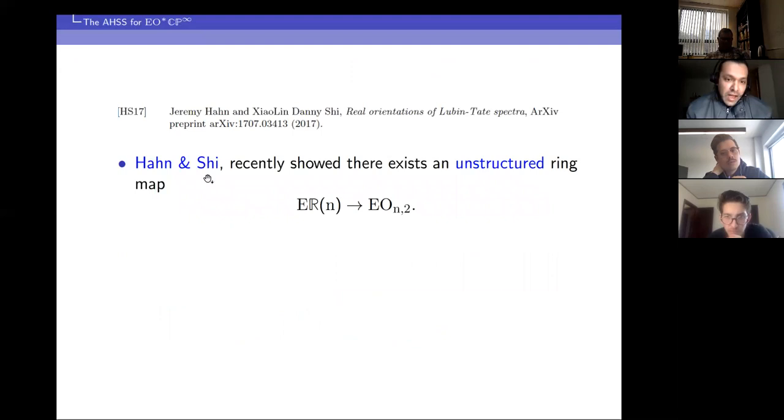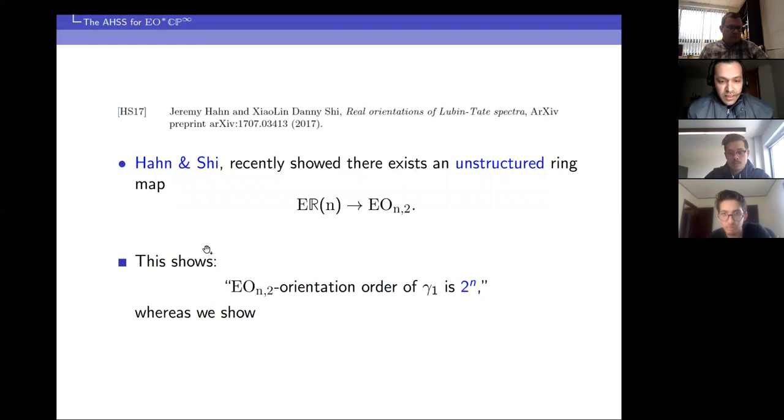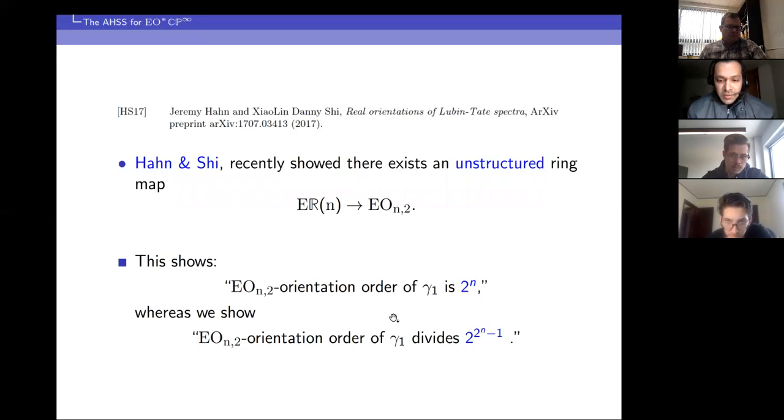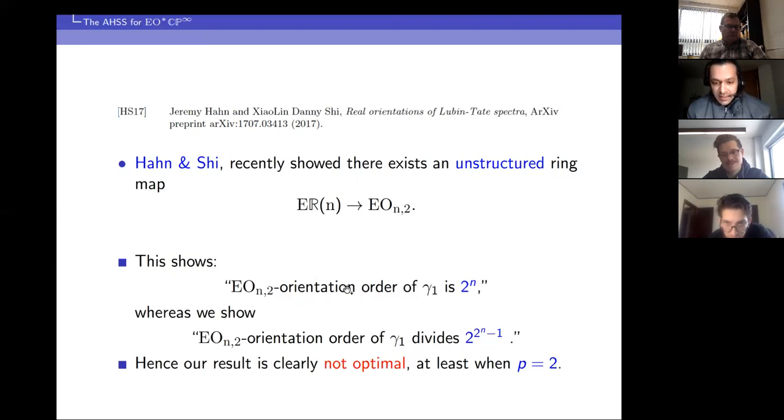And then Han and Shi, in their recent work, which is on arXiv from 2017, showed that there is an unstructured homotopy ring map from ERN to EON2. So at the prime 2, the work of Lorman, Kitchloo, and Wilson shows that EON2 has orientation order 2 to the n, whereas we are able to show that the EON2 orientation order of gamma 1 divides 2 to the n minus 1. So clearly our work doesn't produce the optimal answer, at least at the prime 2, and probably not at the odd primes either. So maybe one can formulate a conjecture that the EONP orientation order would be P to the K probably. That's a good guess.